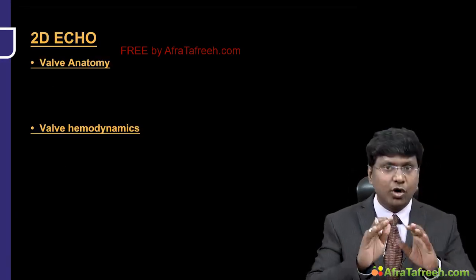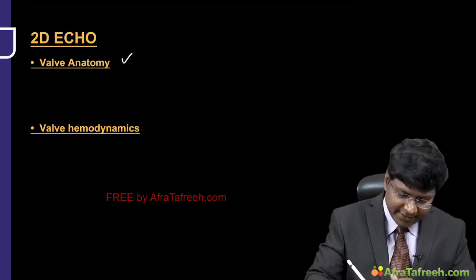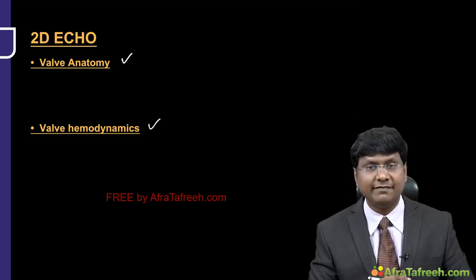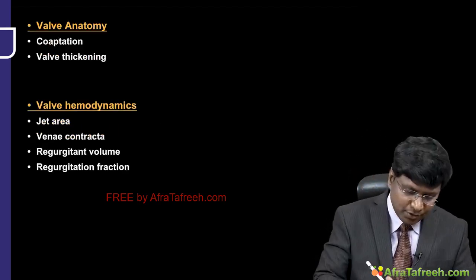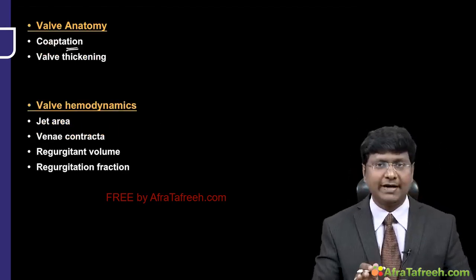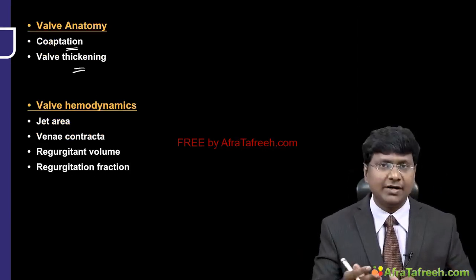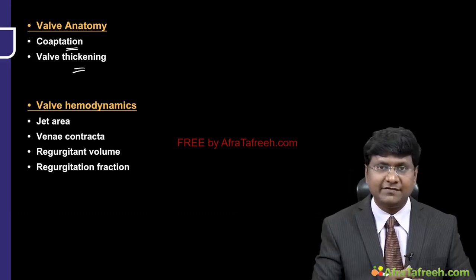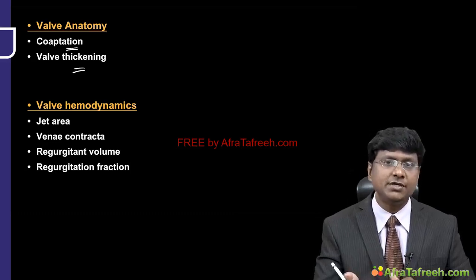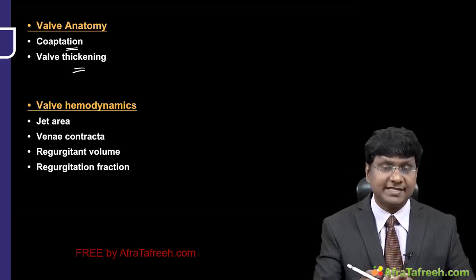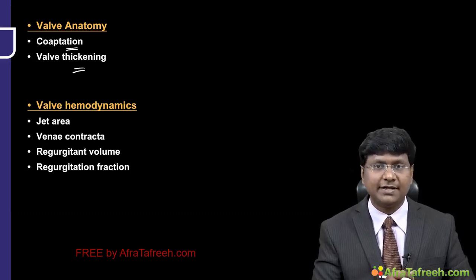So now what all we look for? We look for the valve anatomy as well as the valve hemodynamics in the 2D echo. So in the valve anatomy, we look for coaptation. Is the valve completely closing or not? And is the valve thickened or not? Like in case of rheumatic, the valve is thickened, or in case of radiation causing mitral regurgitation, the valve is thickened. So we need to look for the valve thickening also.